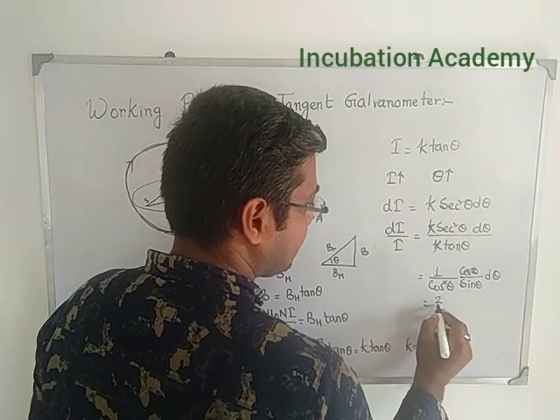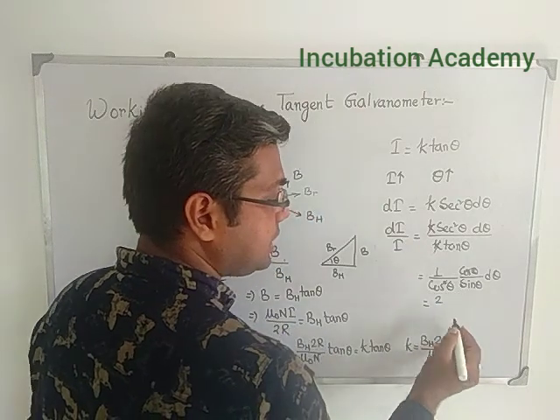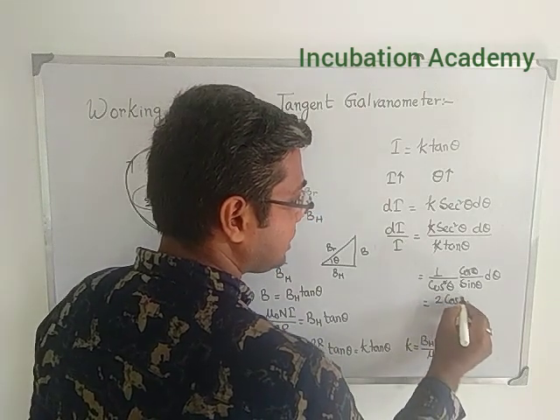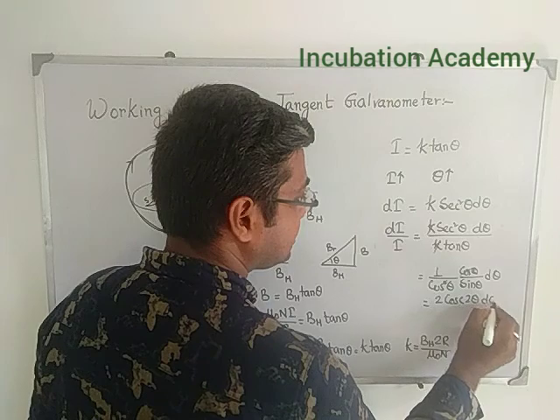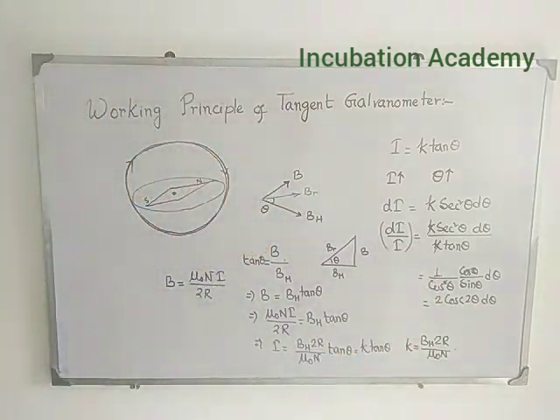If I write these two, then 2 sin theta cos theta becomes sin 2 theta. So it will become 2 cosec 2 theta into d theta. The current sensitivity of this instrument can also be measured. So this instrument is used in finding the horizontal component of the magnetic field at any position. Thank you all of you.